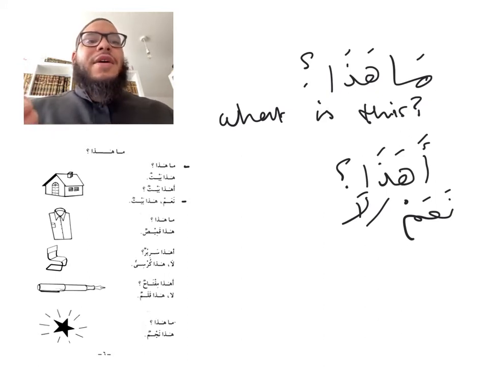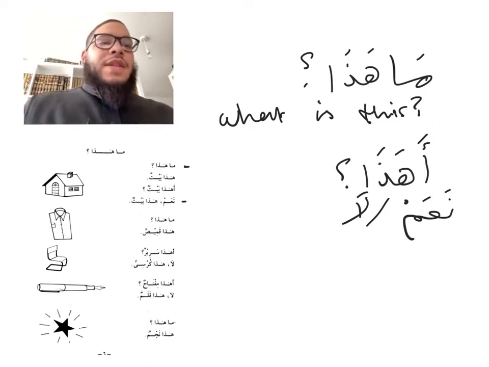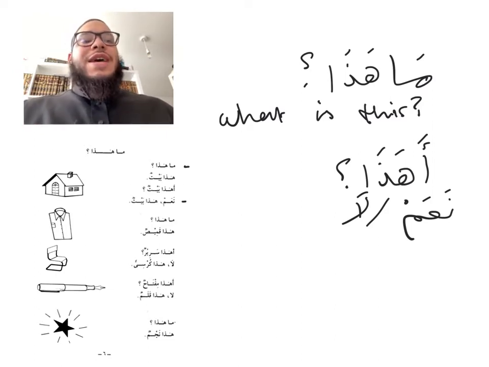So here it says, ما هذا? What is this? You're going to use this for everything. What is this? This is this. هذا بيت. This is a house, for example. ما هذا? What is this? هذا مسجد. Then we're going to use the yes or no questions.